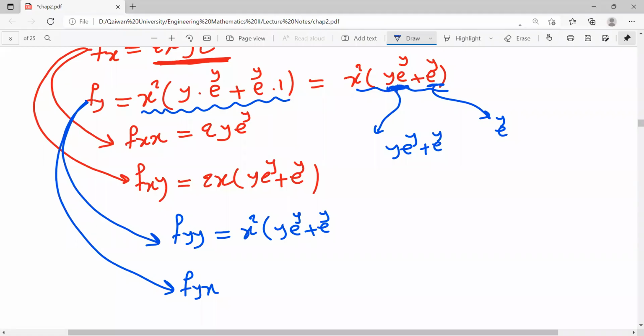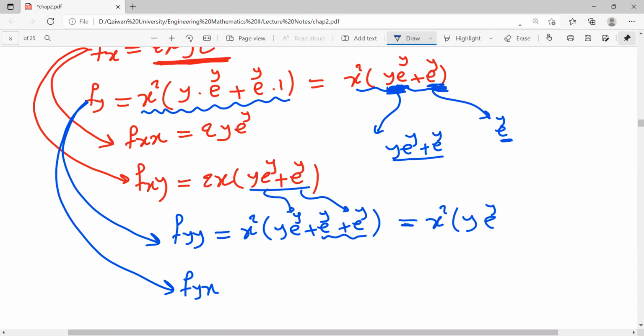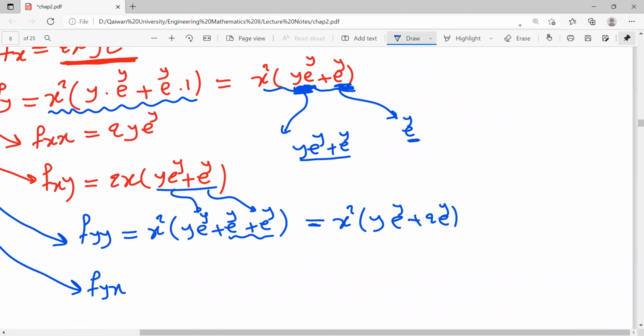Okay, the derivative of y e to the power y is equal to y e^y plus e^y, and the derivative of e to the power y equals e^y plus e^y. Look, we found this and that one. If we just simplify it, we get x squared times y e^y. Here we have e^y plus e^y, which is plus 2e^y. And you can take e^y as the common factor. We get x squared e^y times (y plus 2). This is f sub yy.